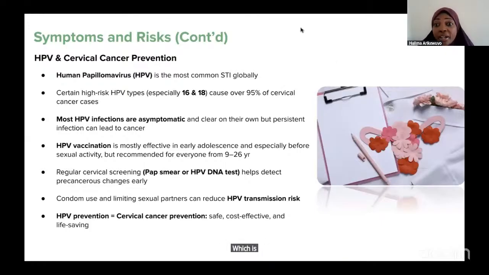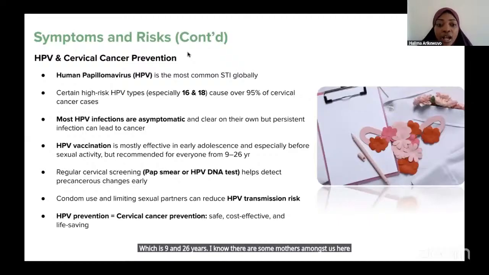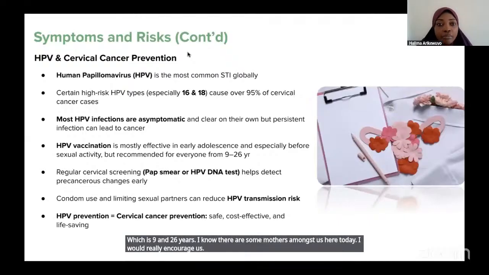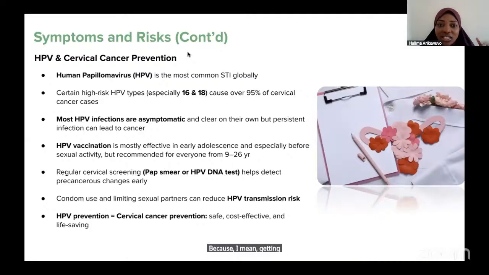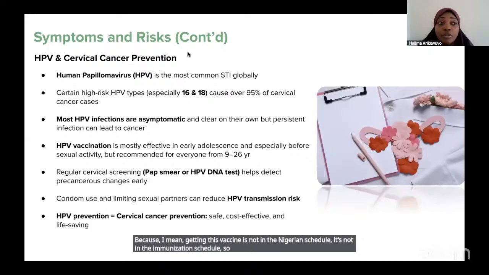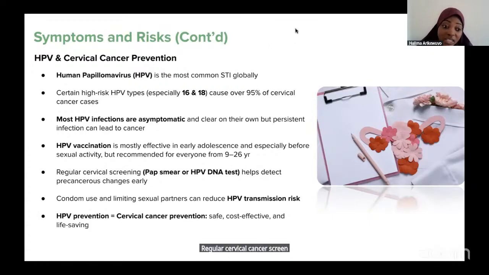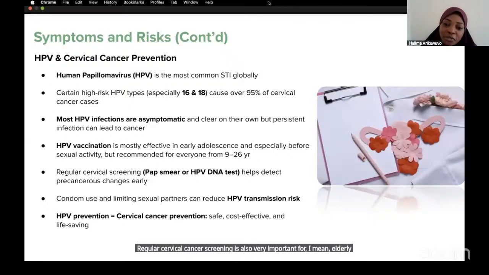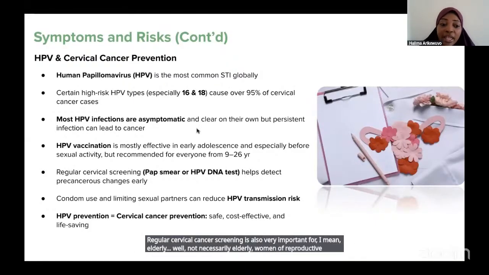ages 9 to 26 years. I know there are some mothers amongst us here today. I would really encourage us, because this vaccine is not in the Nigerian immunization schedule, to take the initiative once the girls are of age, above 9, or even before any form of sexual exposure. It is very much encouraged to get these vaccines for them. Regular cervical cancer screening is also very important for women of reproductive age: pap smear and HPV testing.